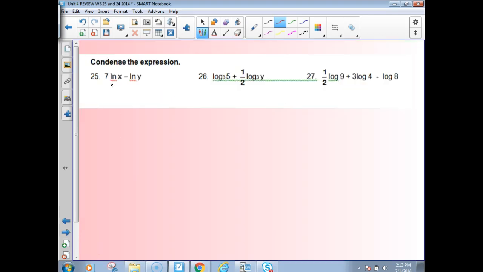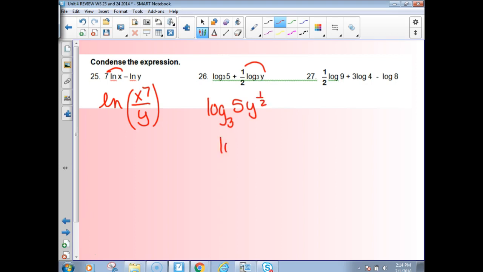Condense the expression. Now you're going to put 7 back on as an exponent, and this is subtracted, so y will go on the bottom. The natural log of x to the 7th divided by y. 26, you're putting back 1/2 on as an exponent. You could write the log in base 3 of 5 times y to the 1/2, or the log in base 3 of 5 times the square root of y.